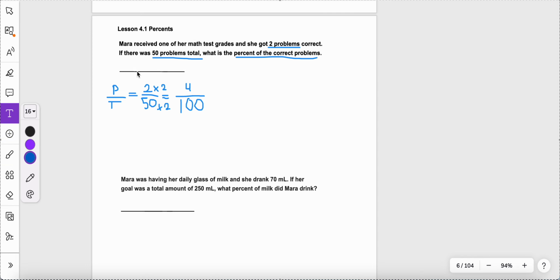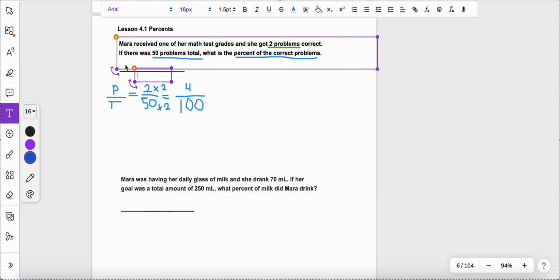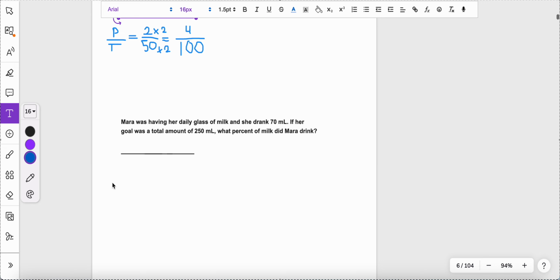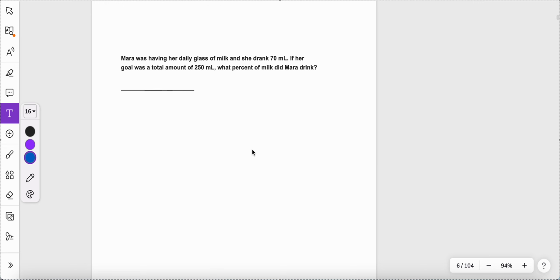Oh, and I'm going to write the unit right here. That is going to be 4% of correct problems done. So I'm going to move that right there. Okay, let's move on to our next problem.